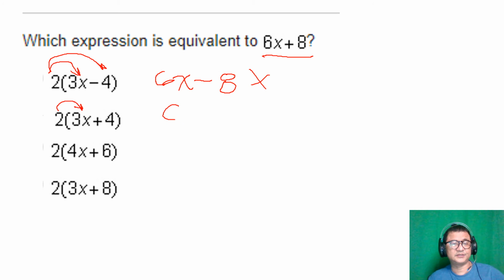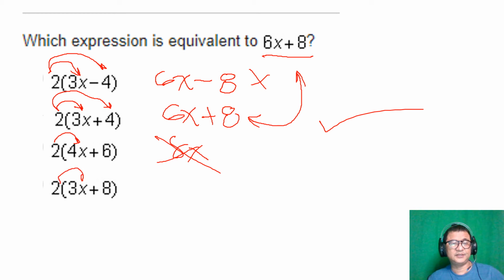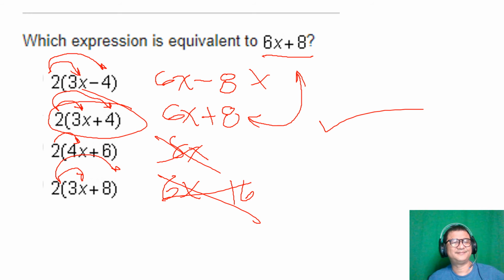How about the second one? 2 times 3 is a 6x. The next one, 2 times positive 4 is a positive 8. Does it look like the same as the original one? Yes. So I don't need to proceed. That's the only correct answer. But let's try the others. 2 times 4 is an 8x. That already is wrong. 2 times 3 is a 6x. Yes. 2 times 8 is a 16. Look at the original. It's not a 16. So not you.